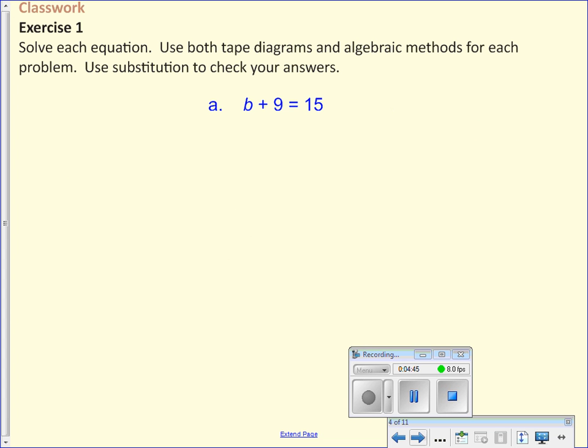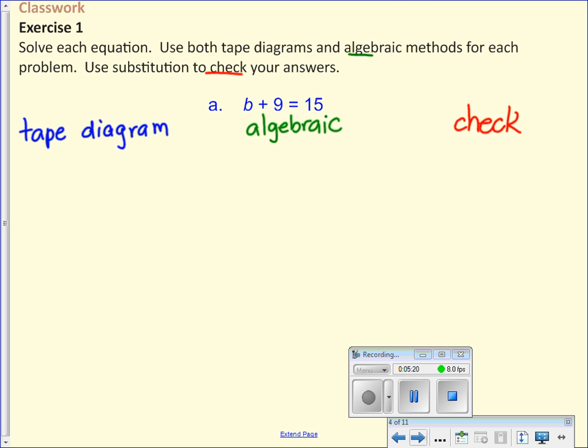So in your notes, we're on the top of page 118. Now when you're setting up in your notes, I want you to visualize 3 columns. Because first we're going to use a tape diagram. Then we're going to solve using the algebraic method. And then, very important, the directions are telling us to check. We have to read the directions.